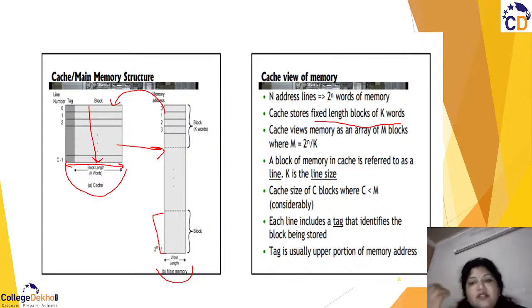I will be sharing some concepts, like how much time is required to search in a cache memory and how much time is required to search in a main memory. Each line includes a tag that identifies the block being stored. Tag is usually the upper portion of the memory address. You have a memory address in the main memory, and you need to transfer it. If you are transferring your pages, you need to search in the main memory. How does it translate? You have a page table, and a segment table if you are following segmentation. So there are different ways of storing in the memory also.